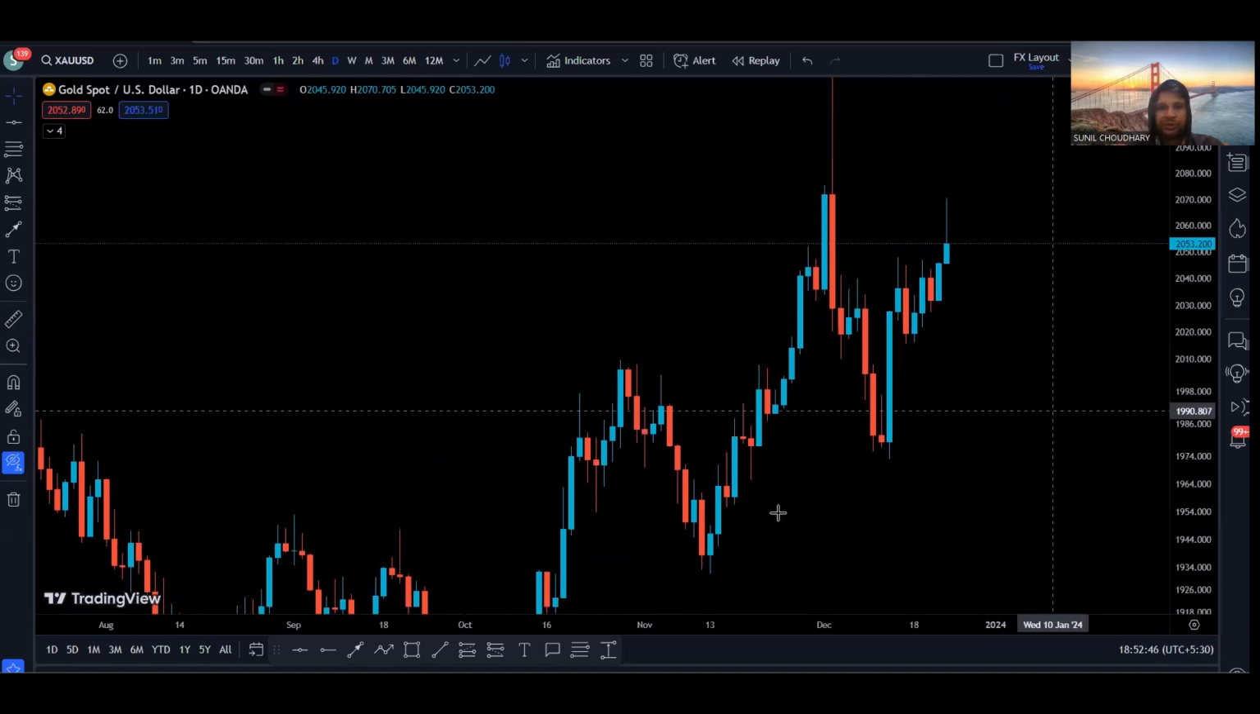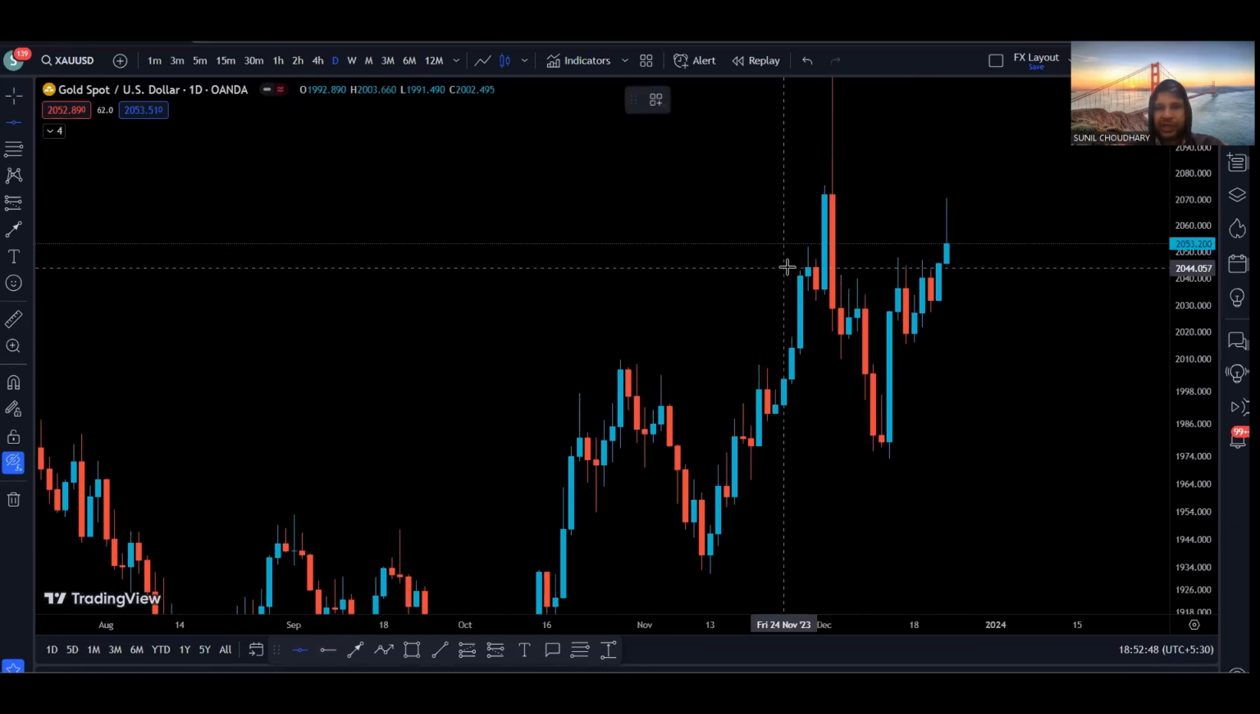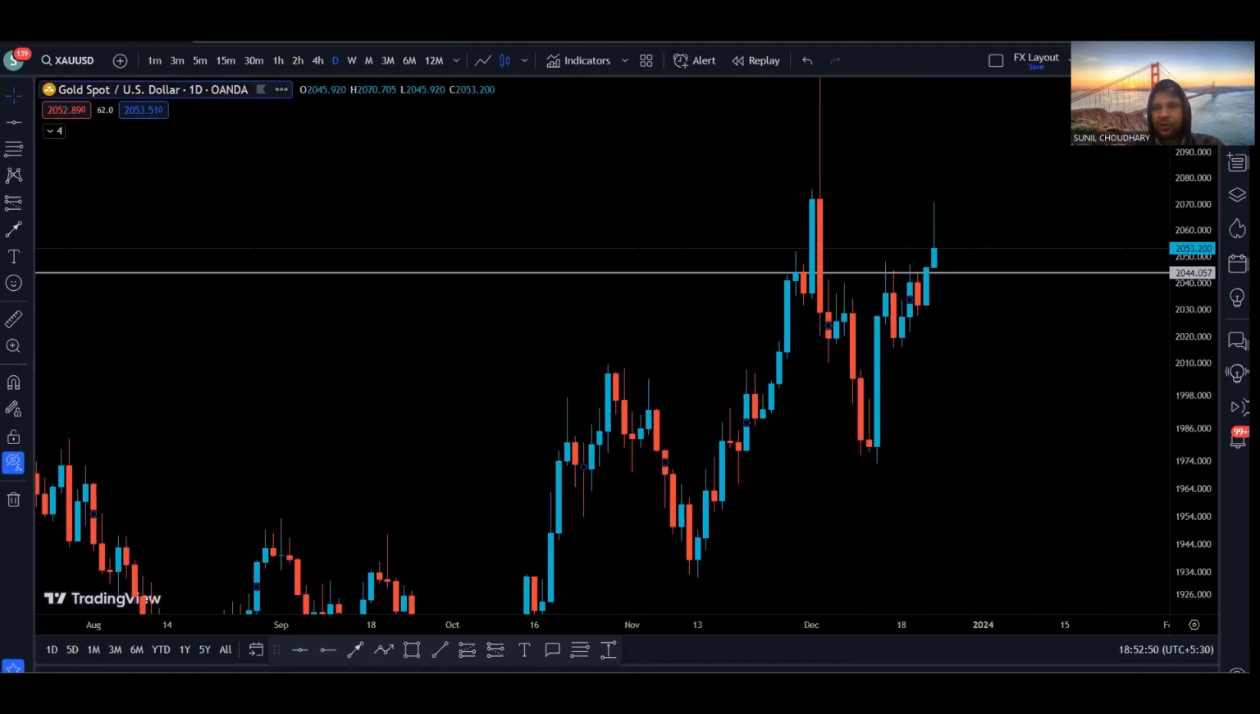Also, now if we look closely, we can see that we have this resistance and this resistance, and we got this daily candle close above this resistance. Once we get a daily candle close above the resistance, there is a pretty high probability for the price to come to the next resistance. And as we can see, the last daily candle already retested this high. We got a bullish candle close with a rejection to the upside.